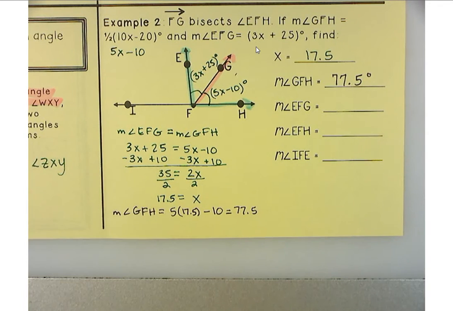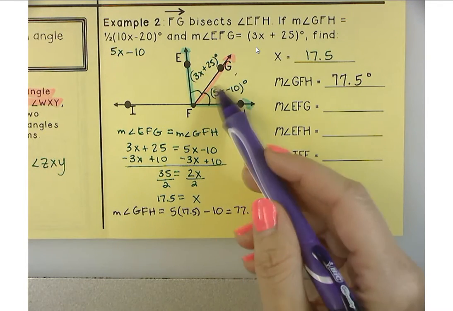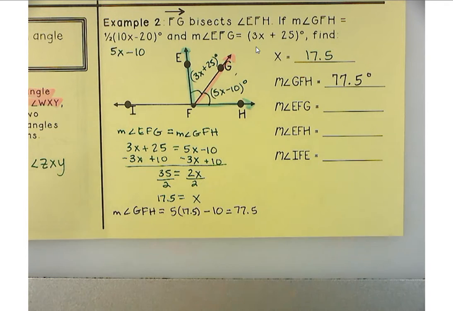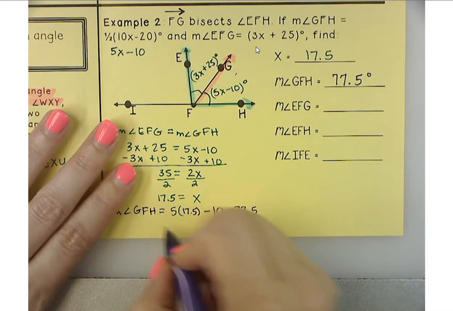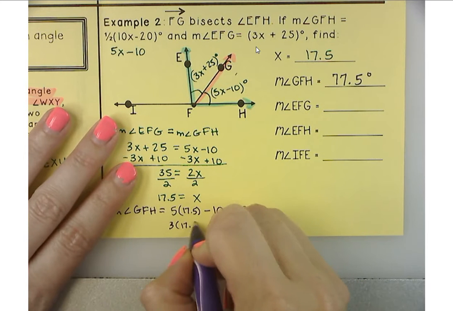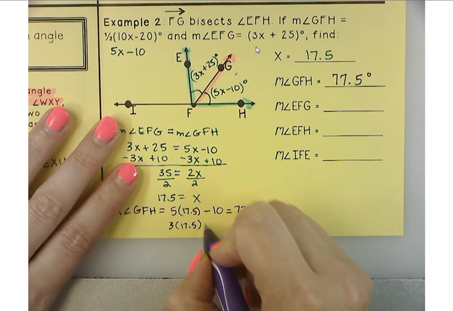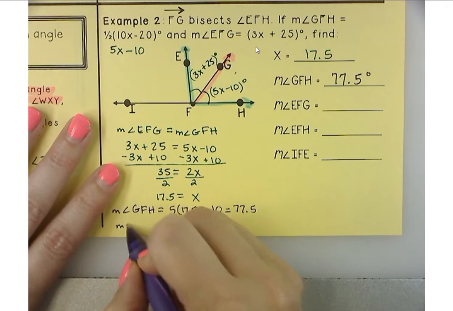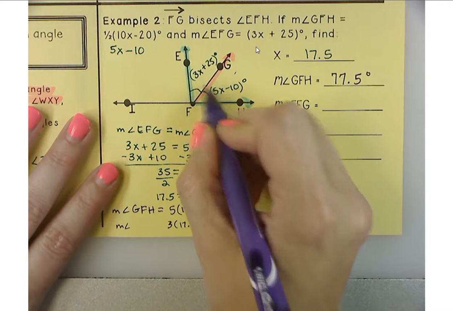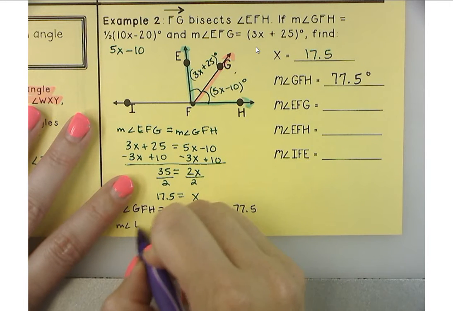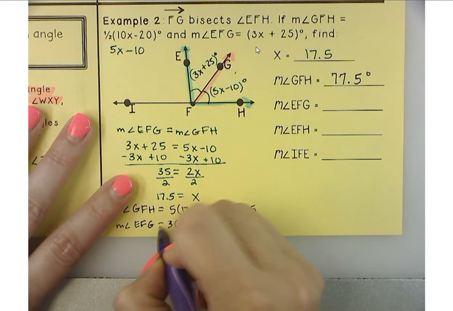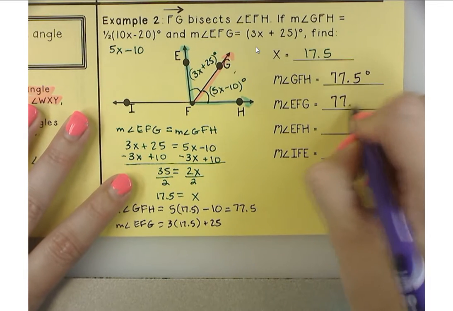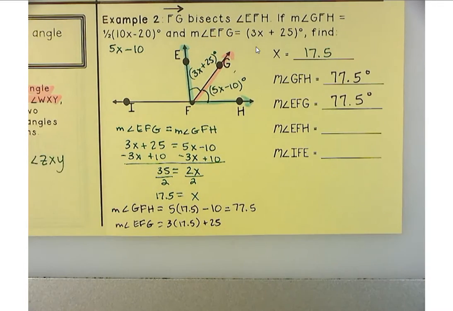For the next one, EFG, we could do substitution again. We could do 3 times 17.5 plus 25. And I would do that if I were taking a quiz or a test just to make sure that I didn't make any errors in the one above it. But remember that these two angles are what? They're the same. They're congruent, right? So if this is 77.5, doesn't this have to be 77.5 too? Yeah. Okay, so those should be the same.